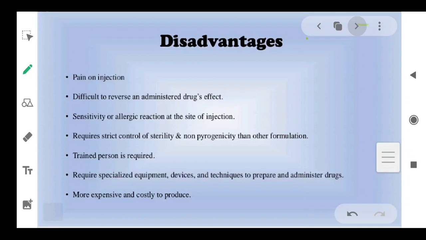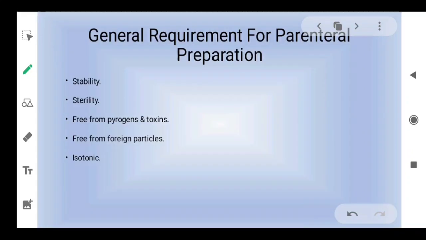Next, let's see the general requirements we should consider when doing parenteral preparation. Here are a few criteria or necessities we should follow when preparing pharmaceutical parenteral preparations. First is stability, second sterility, third free from pyrogen and toxin, fourth free from foreign particles, and fifth is isotonicity. So let's move to stability.